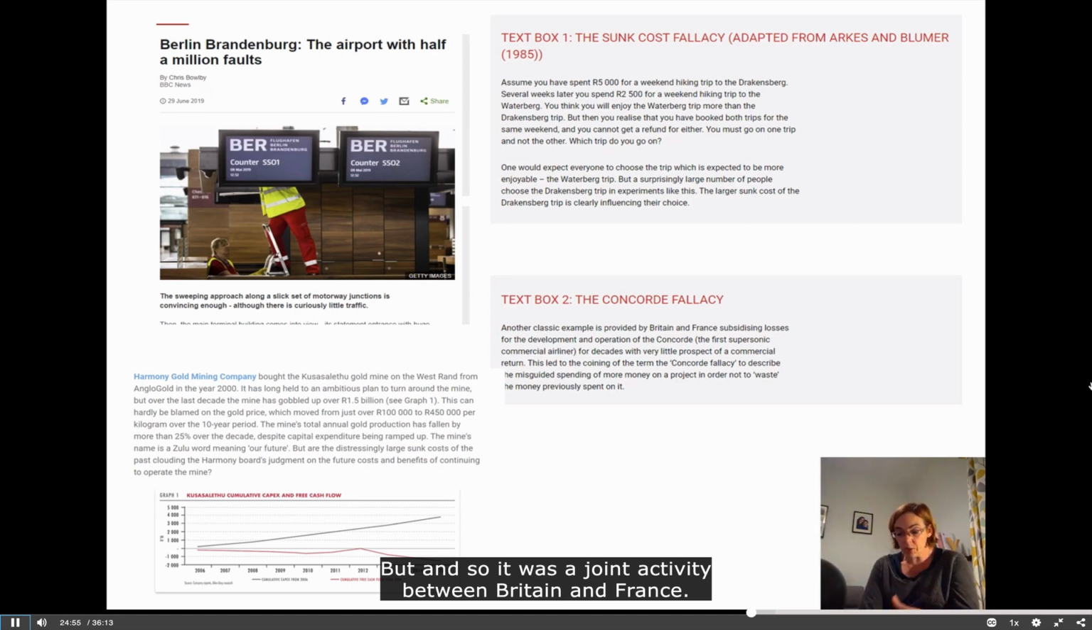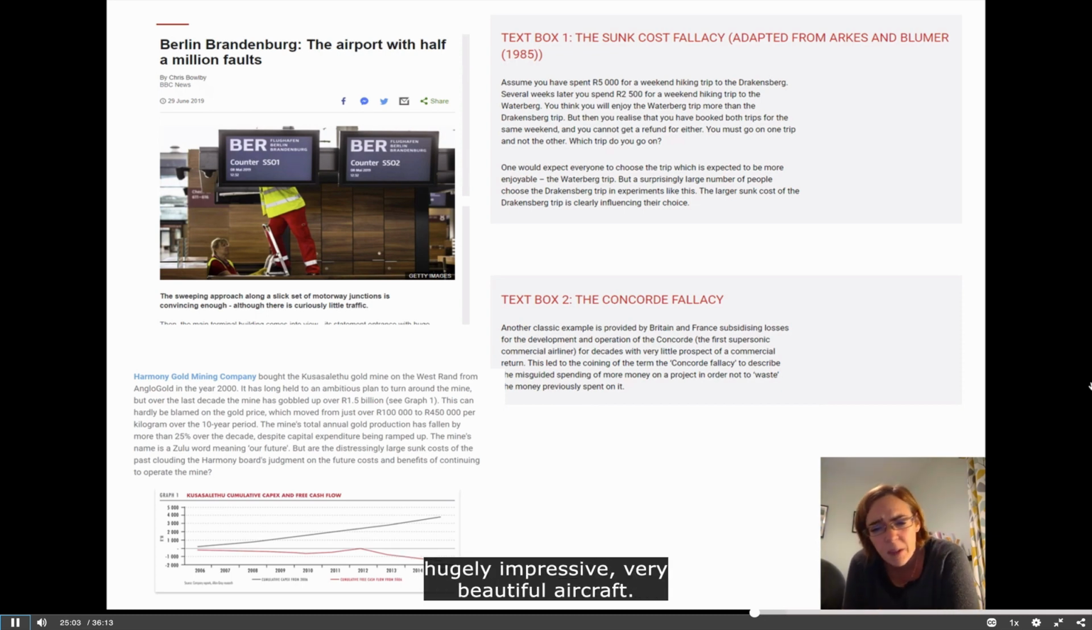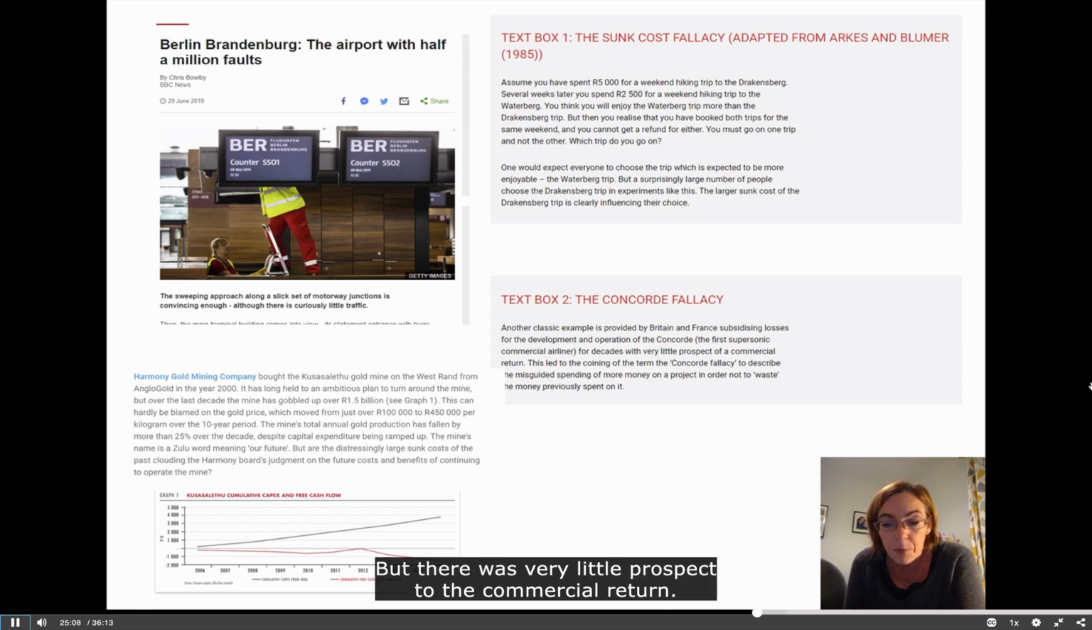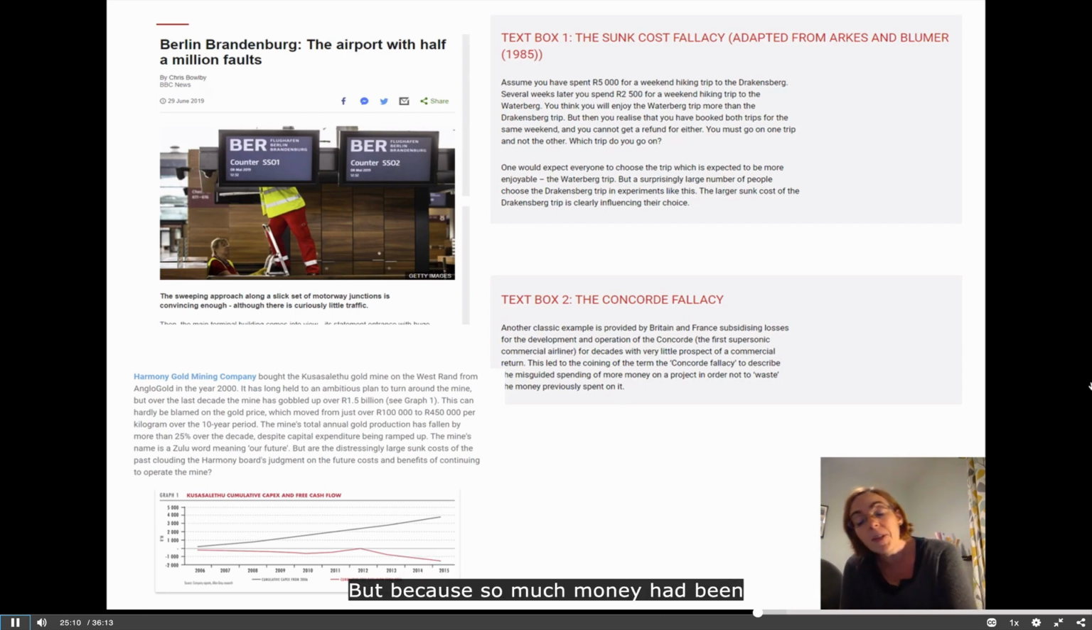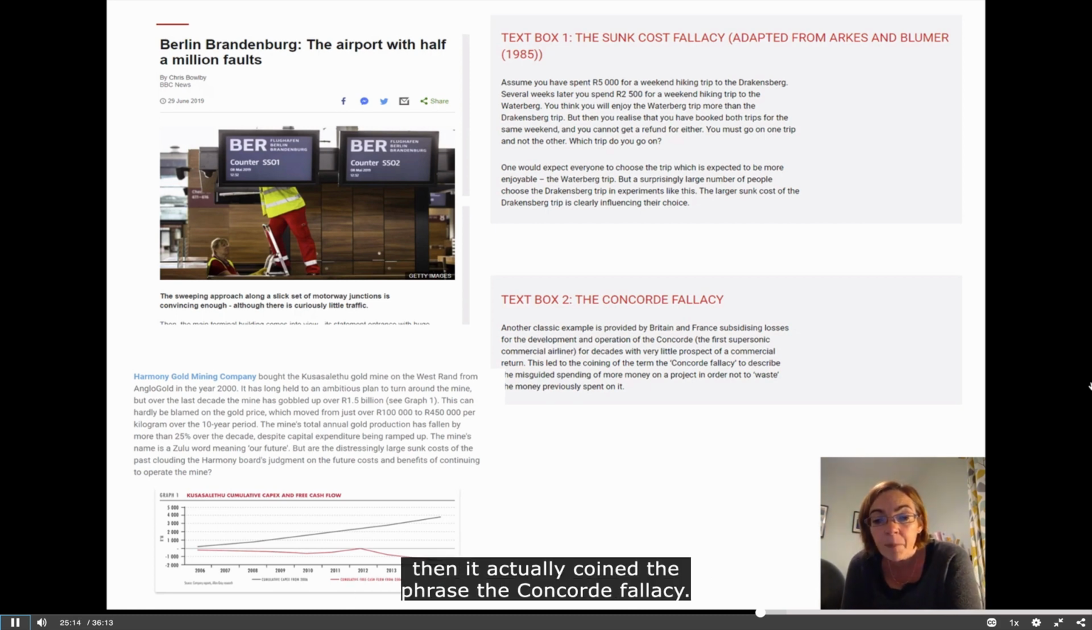It was a joint activity between Britain and France. The government and various industries invested millions and millions of pounds in this hugely impressive, very beautiful aircraft. But there was very little prospect of a commercial return. But because so much money had been sunk into the notion of Concorde, it actually coined the phrase the Concorde fallacy to describe the misguided spending of more money on a project in order not to waste the money previously spent on it.